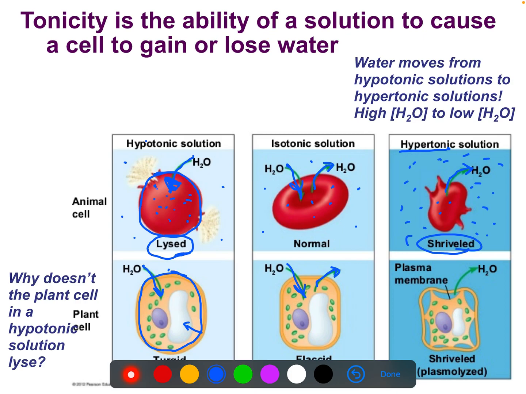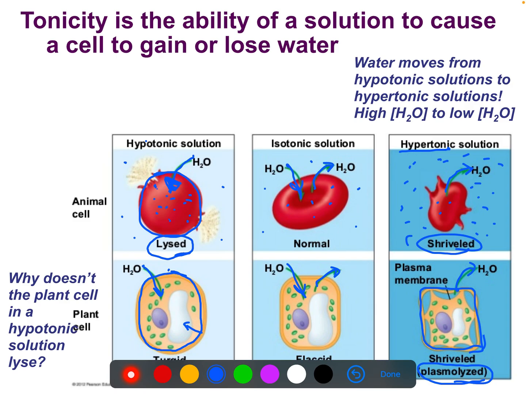And then finally, if we put a plant cell into a hypertonic solution, it's going to shrivel. Another word for this that we use is plasmolyzed. But again, because of these cell walls, even though there's a bunch of water rushing out of this cell, because of that central vacuole helping with the turgor pressure, the cell is not likely to lyse.